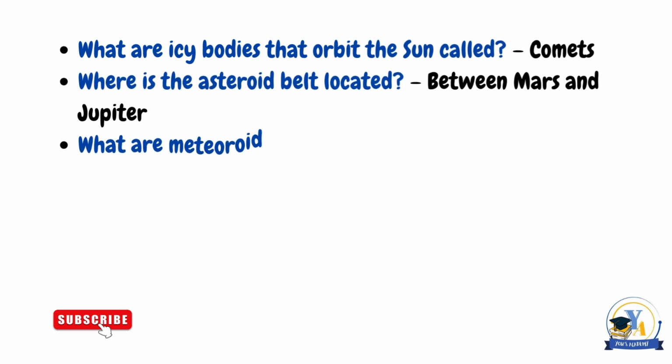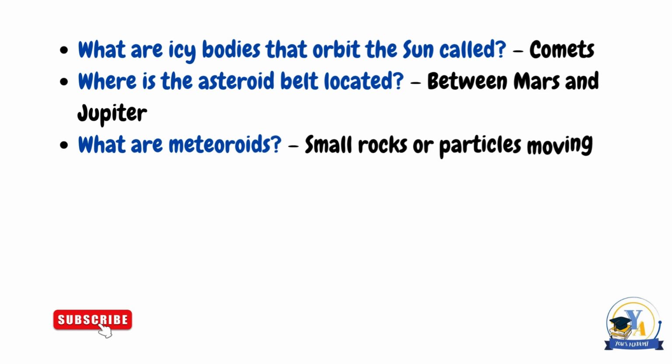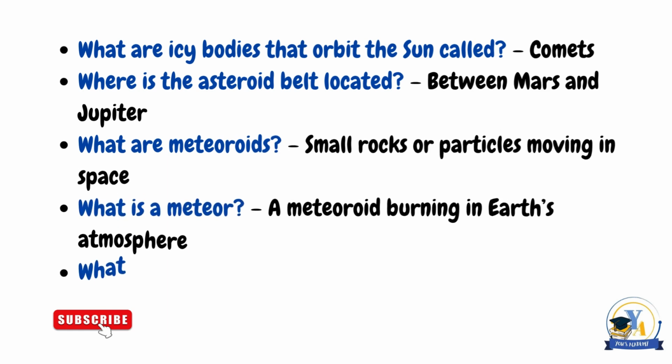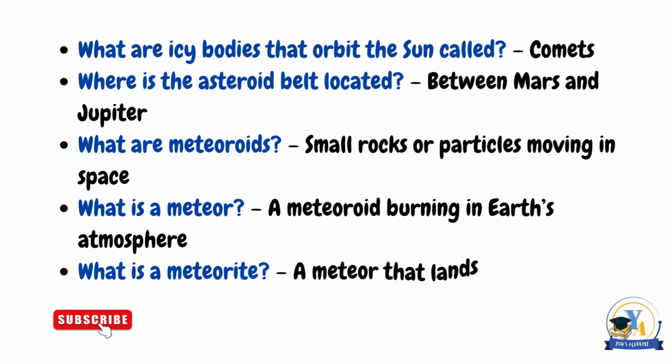Where is the asteroid belt located? Between Mars and Jupiter. What are meteoroids? Small rocks or particles moving in space. What is a meteor? A meteoroid burning in Earth's atmosphere. What is a meteorite? A meteor that lands on Earth's surface.